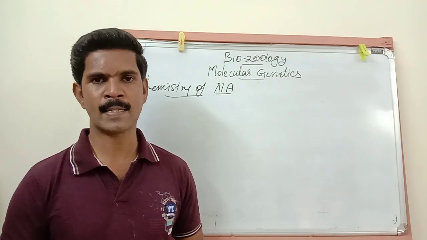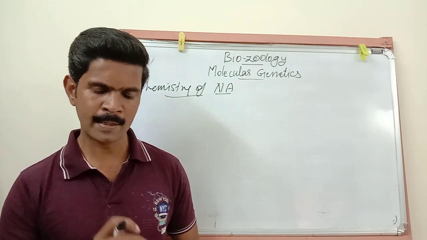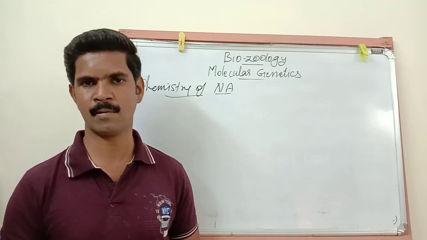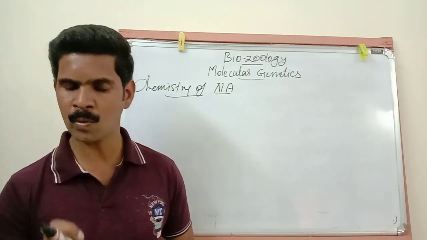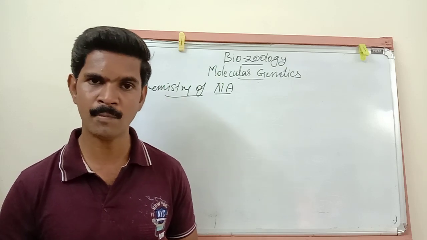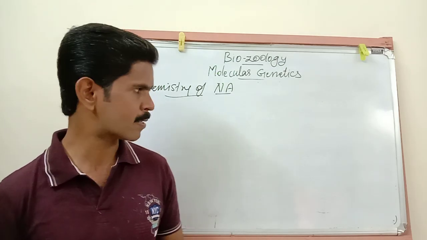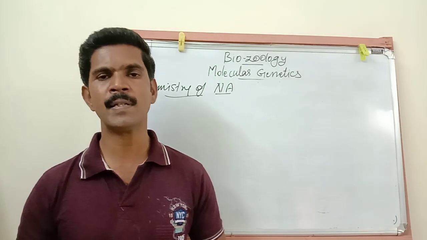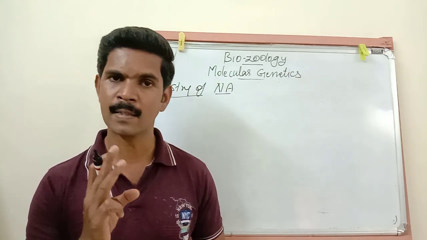The nucleic acid is a very long chain-like structure, and it is made up of many subunits. The subunits present in the nucleic acid are called nucleotides. Each and every nucleic acid is made up of many subunits, and those subunits are called nucleotides. Understand? And each nucleic material has 3 important parts.